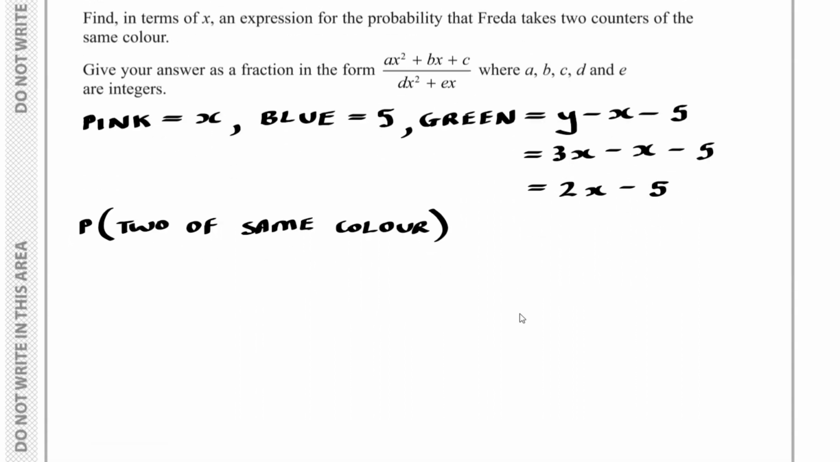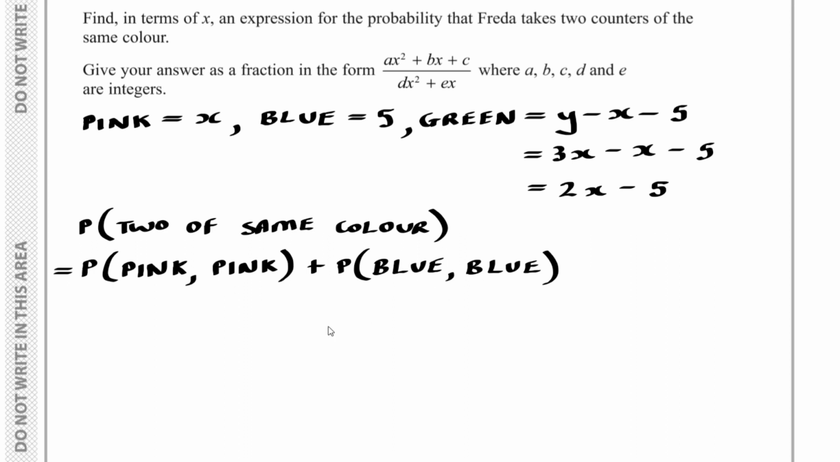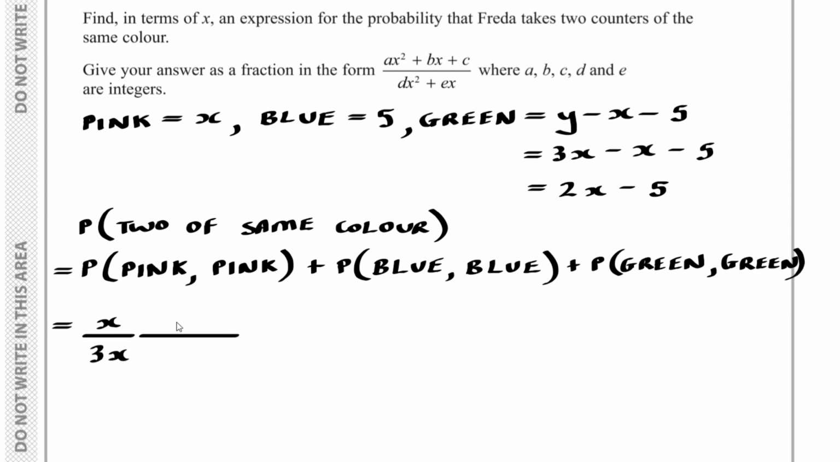Now what we want is the probability of getting two of the same colour. And we don't replace. So I need a pink followed by another pink, or a blue followed by another blue, or a green followed by another green. In terms of pink, I've got 3x in total, and of those, x is pink. If I take 1 out, I'm left with 3x subtract 1 altogether, and if I take out a pink, I have x subtract 1 pink. Next, I've got 5 over the 3x for blue, and if I take 1 out, I'm left with 3x subtract 1, and I've got 1 less blue, so I've got 4.